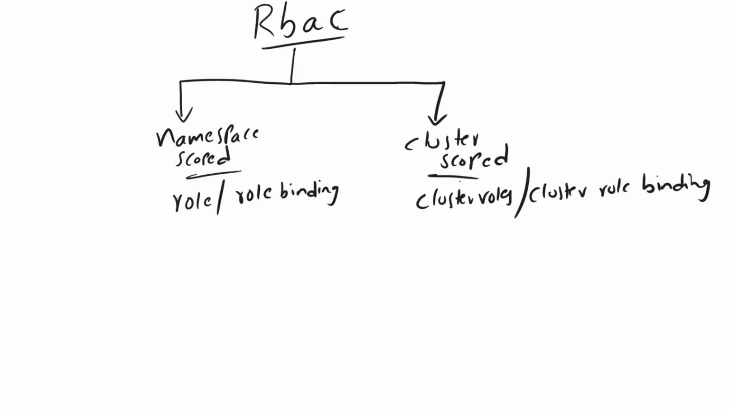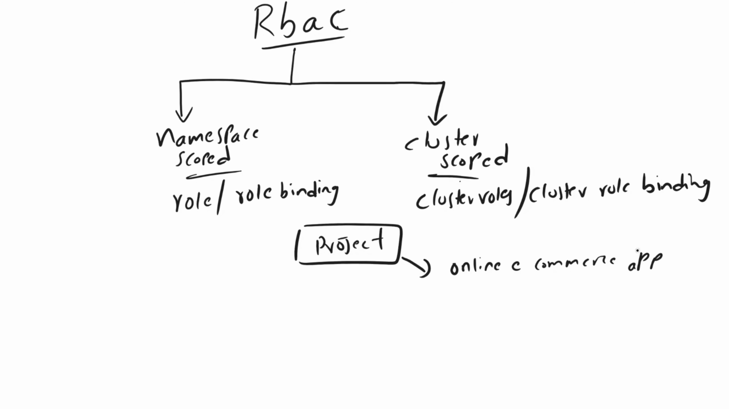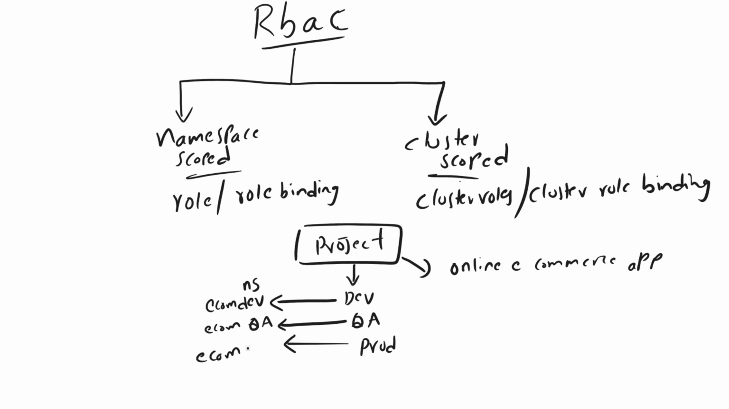Before we deep dive into RBAC, let's understand why it's important and look at a real use case. Imagine you are working on an online e-commerce application where it involves multiple teams such as dev and QA. To manage their work, you create a namespace for dev, for example ecom-dev, and you create another namespace for QA, for example ecom-QA. And you also have a namespace for production, for example ecom-prod. The production namespace is sensitive and we restrict access to it. Dev and QA teams should not be able to modify anything in production.